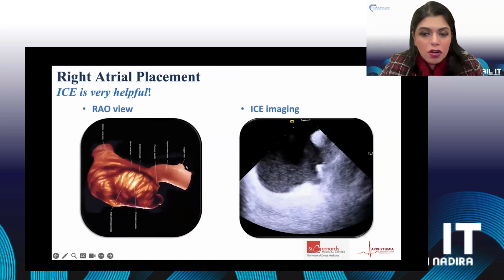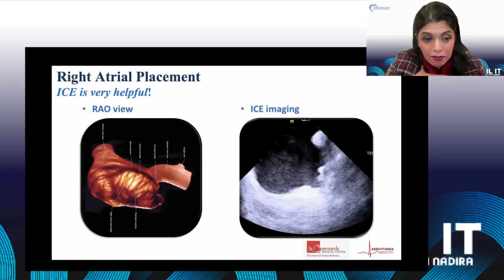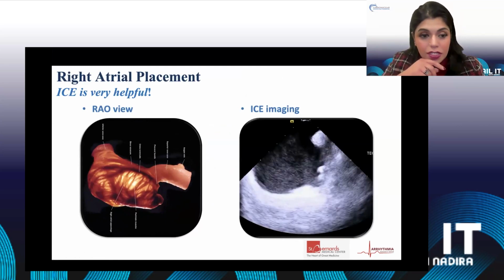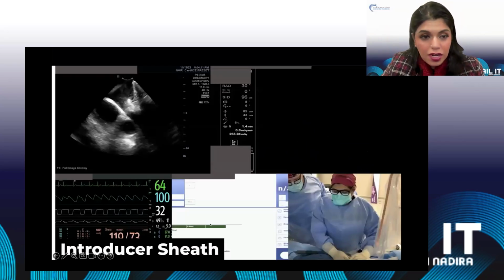For the atrial device, we almost always use intracardiac echo. At least I use intracardiac echo in all of my cases. I know the majority of the sites use it as well, because as everyone knows, the right atrial appendage is an extremely thin structure, and we like to use that.